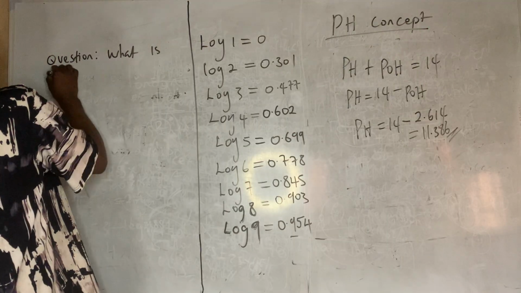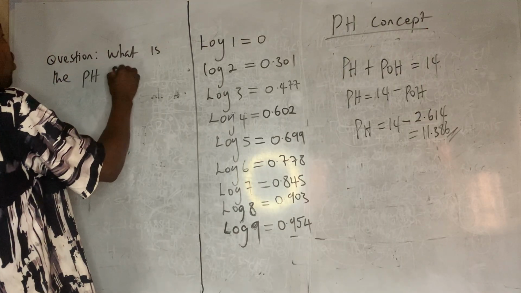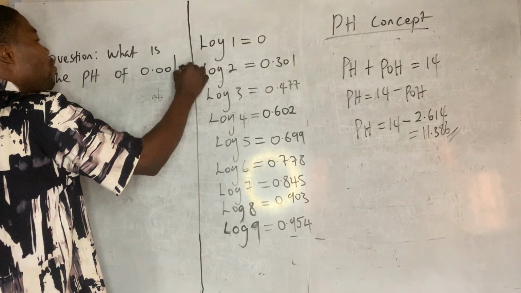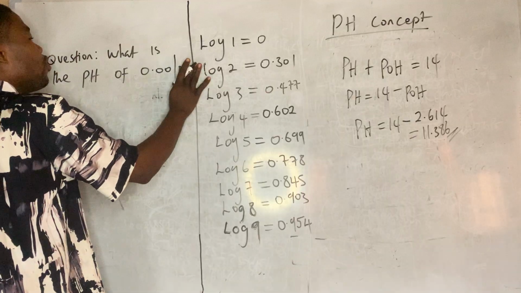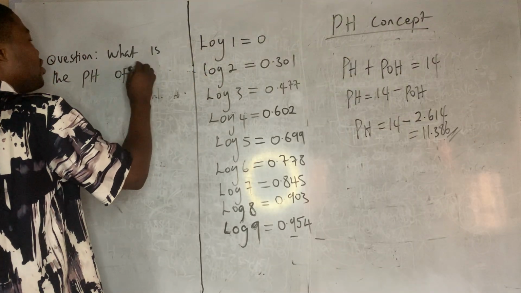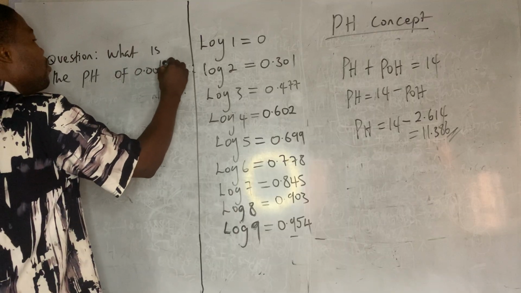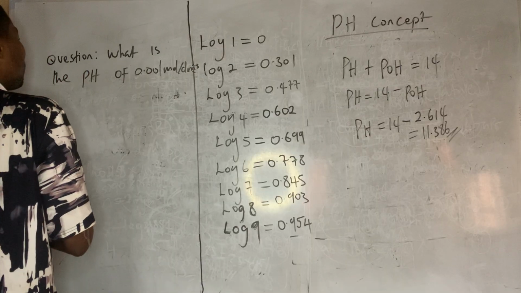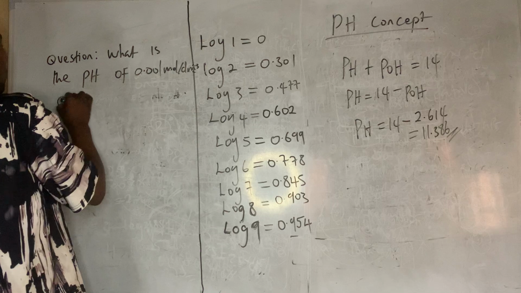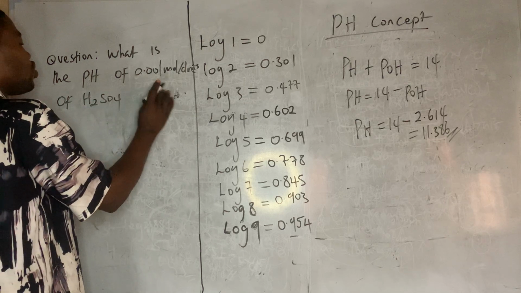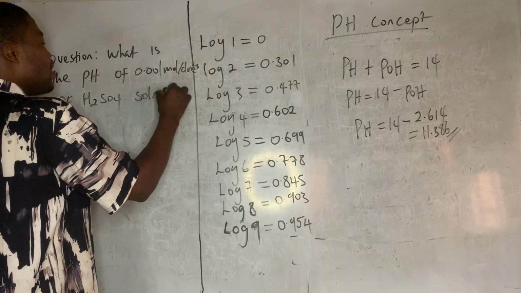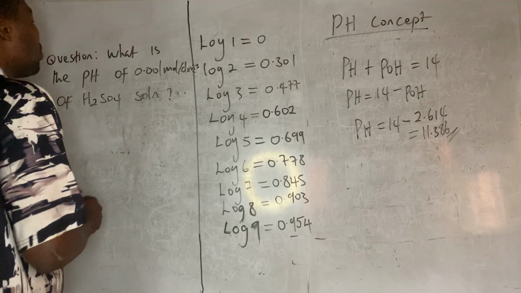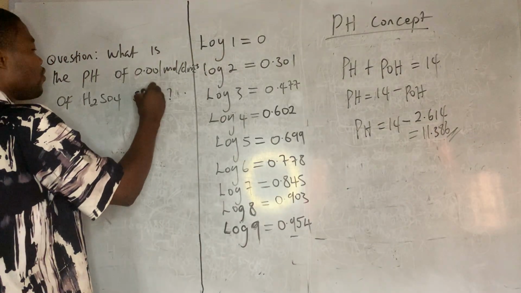So it says, what is the pH of 0.001 mole per dm cube of H2SO4 solution? H2SO4 solution. So very simple.